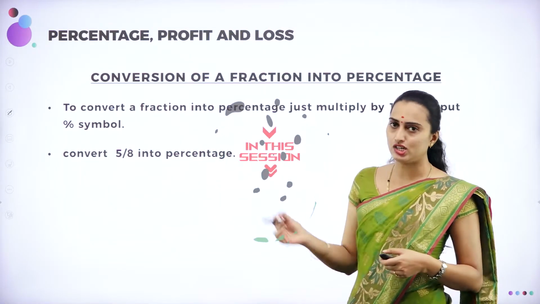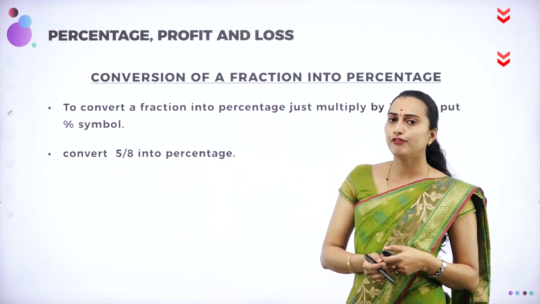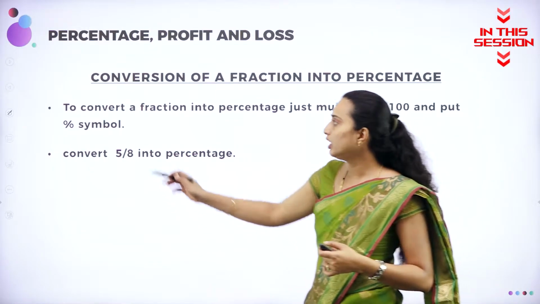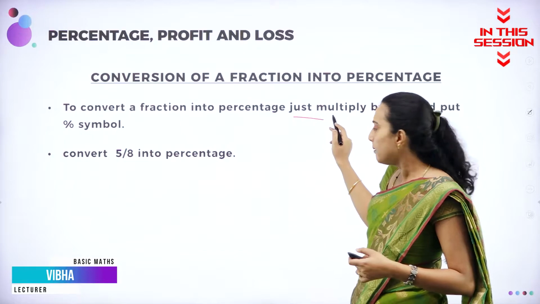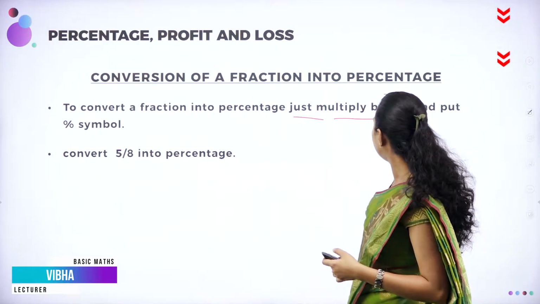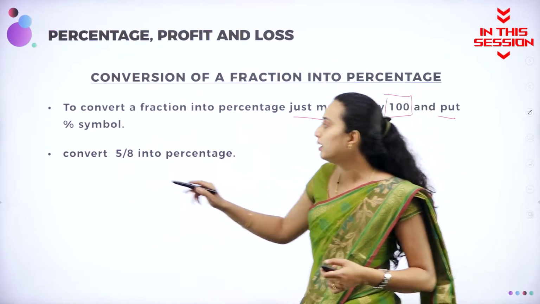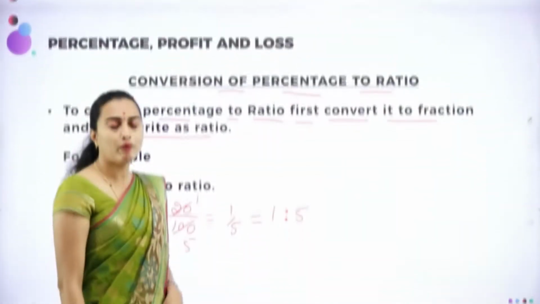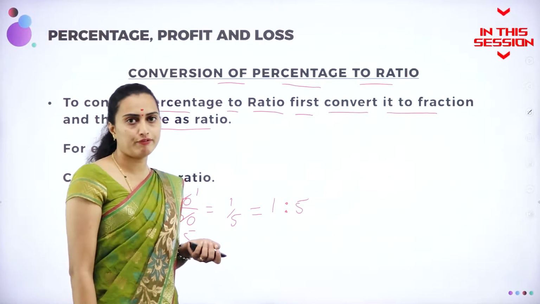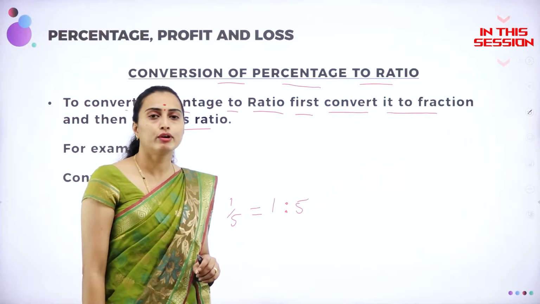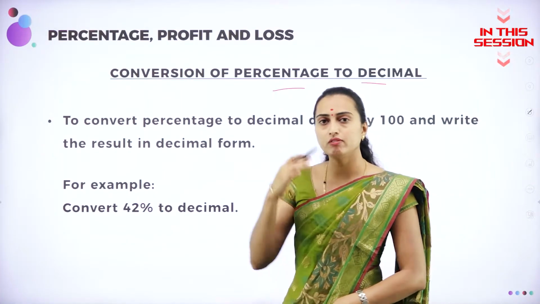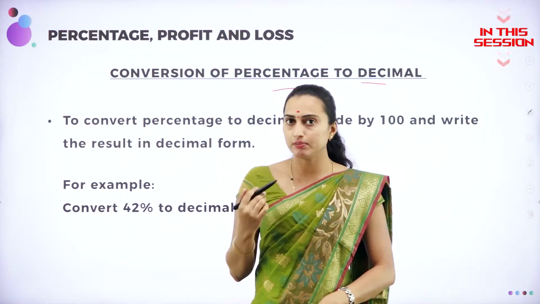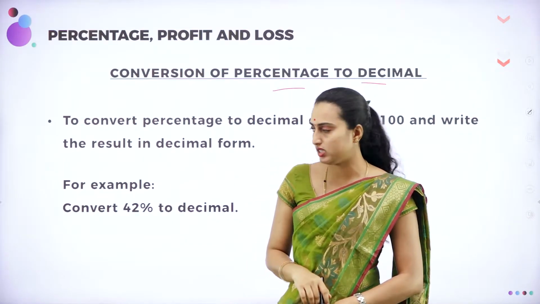The given fraction to a percentage, it is in the form of P by Q. So here, to convert a fraction into a percentage, just multiply by 100 and put the percentage symbol. That's it. 1:5 is nothing but 1 by 5. Do not write 5:1, because 5:1 always becomes 5 by 1. Fraction is different. A fraction will be in the form of P by Q. Decimals means you are going to write it in point form.